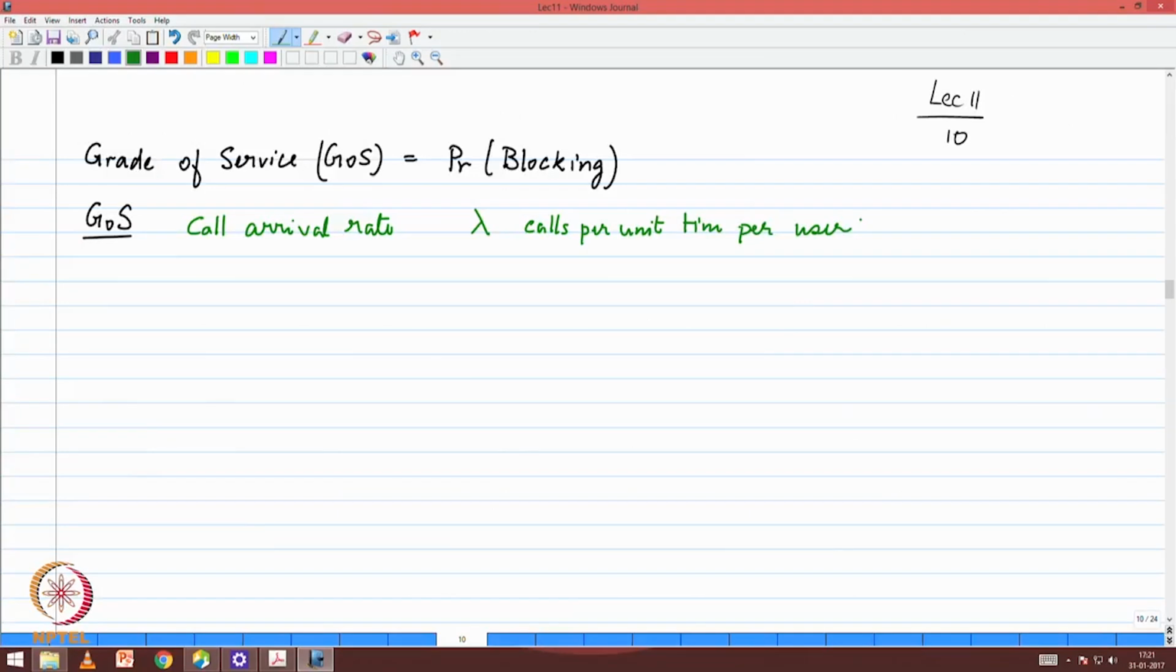This could be, for example, 2 calls per hour per user if my unit time is per hour, or 1 call per 10 minutes. Whatever your unit of time is, this is the arrival rate. Then the average duration of a call is called the holding time. That's the time for which you are using or holding the channel. Let's call this holding time H. Whatever your unit time is, you should use the same unit here as well. If you used minutes, use minutes here also. This is holding time, denoted as H.